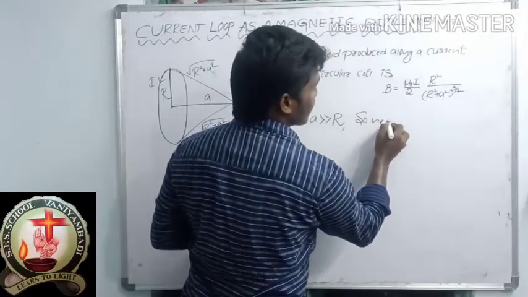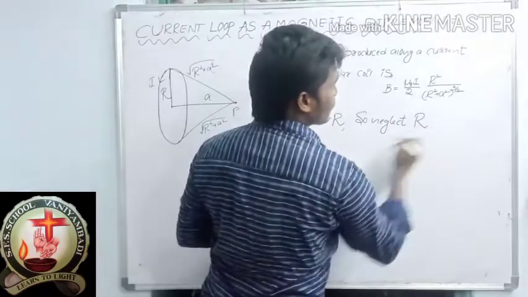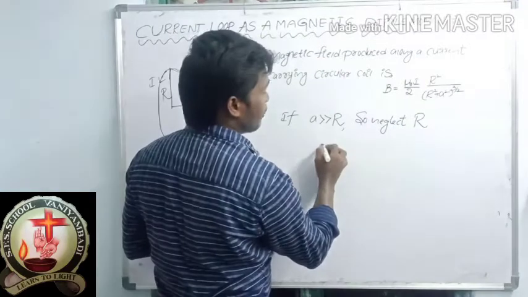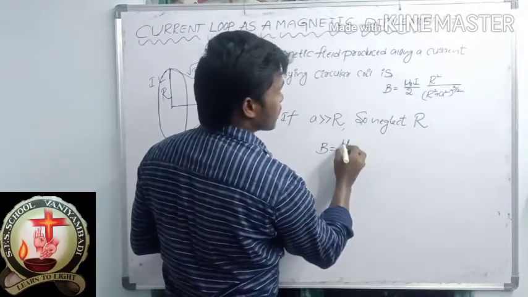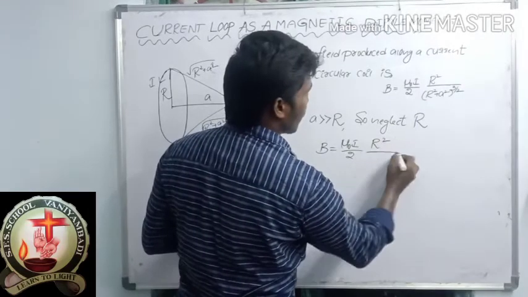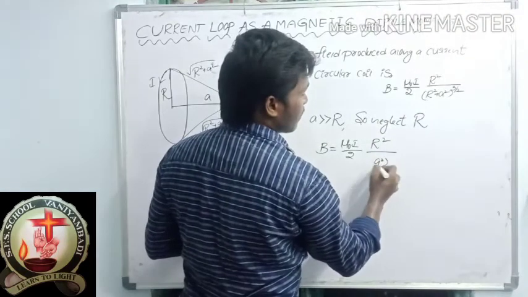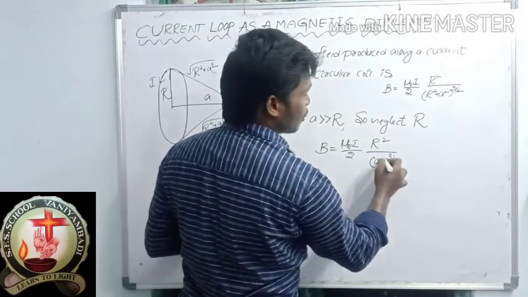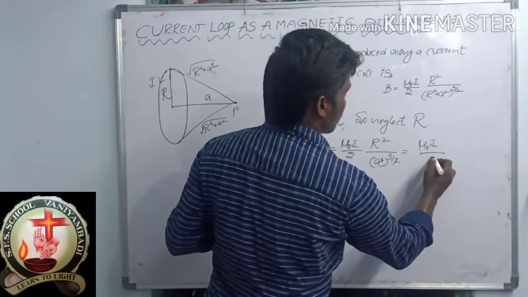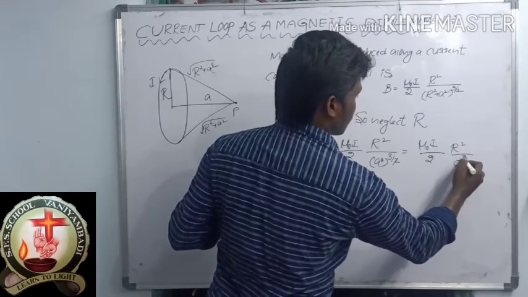So we should neglect R, which means we can remove that. So B is equal to mu naught I by 2 into R square by, R being neglected, what remains is A square whole power 3 by 2. So the 2 cancels. What is the remaining? Mu naught I by 2 into R square by A cube.